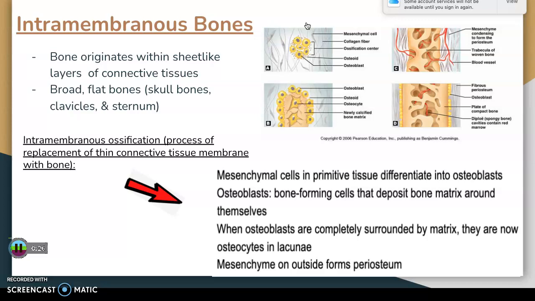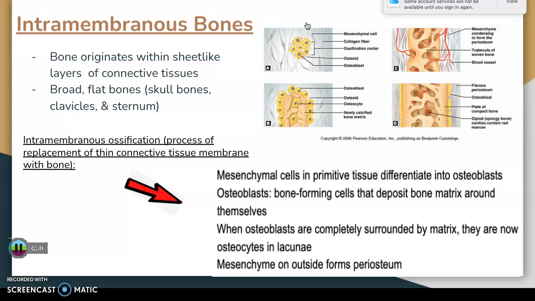Intramembranous bones are broad, flat bones, so it includes the skull bones, some of the facial bones, the clavicles, and the sternum. And okay, so how they grow and develop is through intramembranous ossification. So it's the process of the replacement of thin connective tissue membranes with bone.